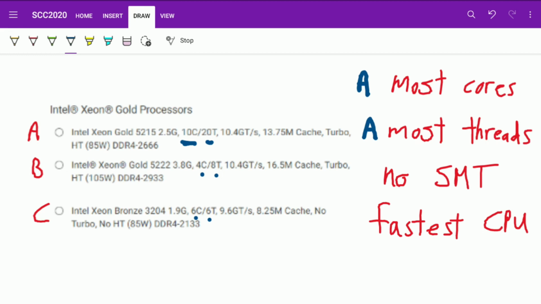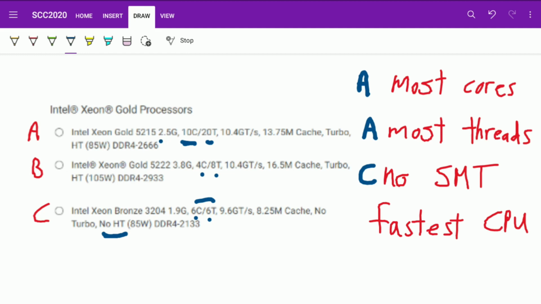Remember that SMT stands for symmetric multithreading, or otherwise referred to as hyperthreading in Intel CPUs. A quick way to see this is to count the number of cores versus the number of threads. A has 10 cores, 20 threads, so it does have symmetric multithreading. Likewise for B, but C does not. C is 6 cores to 6 threads, but there's also a hint here where it says no hyperthreading. So the answer to this one is C.